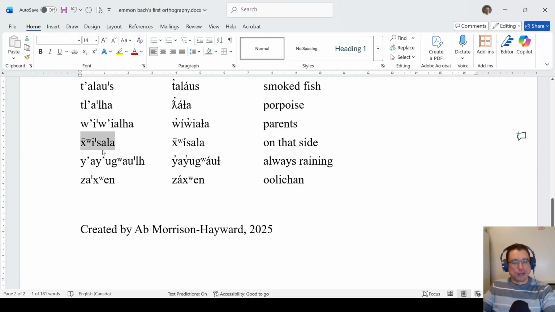Next we have huisala. So that's Emmon Bach's first orthography. This is how he represented it in his second orthography. And huisala means on that side.